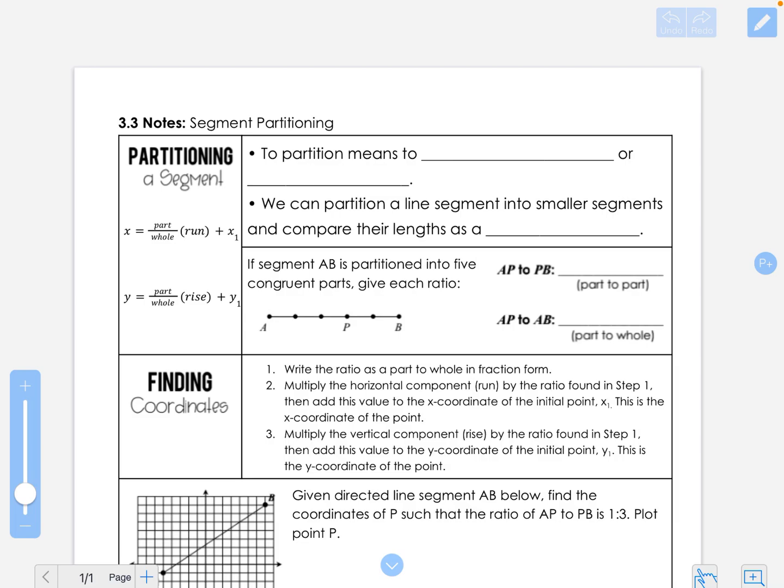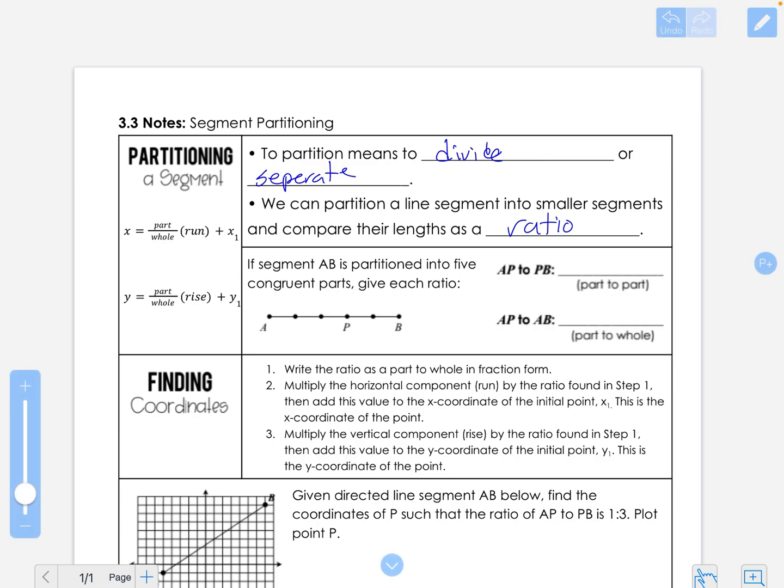Welcome to Coach Taylor's Class Notes, and today we're going to talk about segment partitioning, or how to partition a segment. Segment partitioning means to divide or separate. So we can partition a line segment into smaller segments and compare their lengths as a ratio.